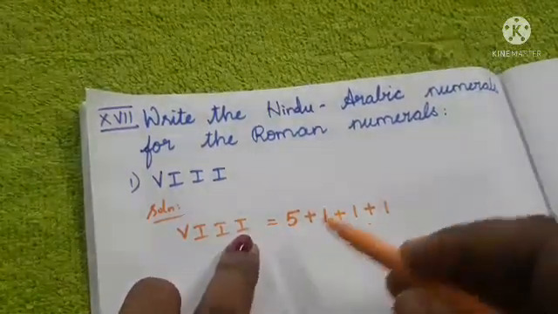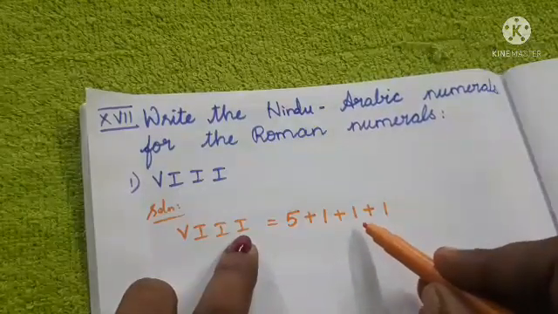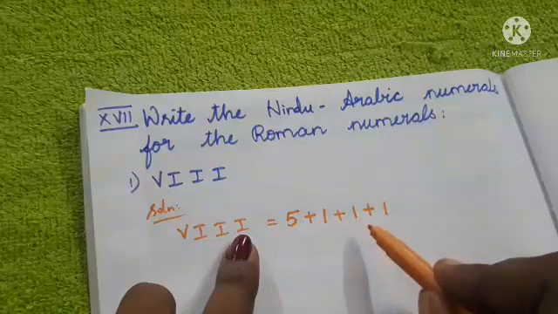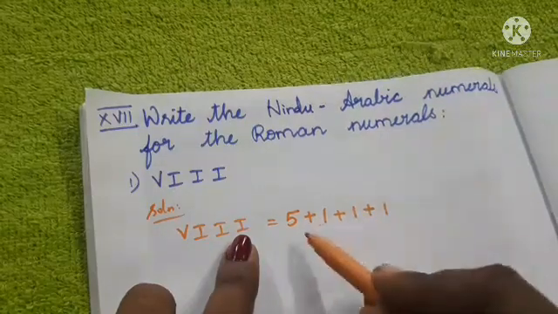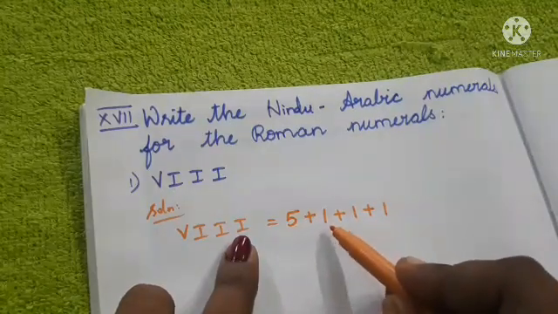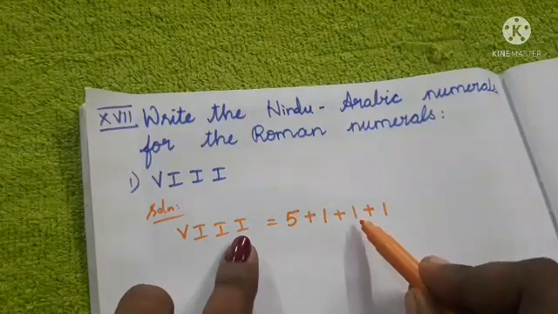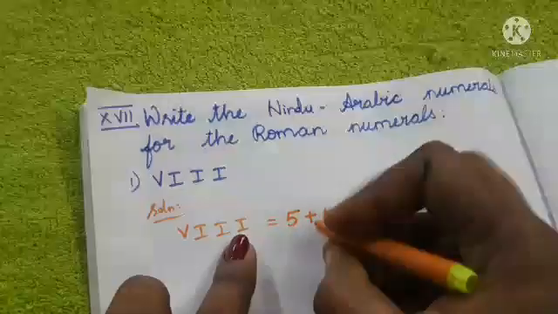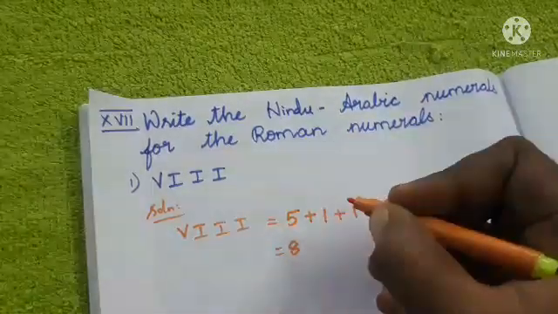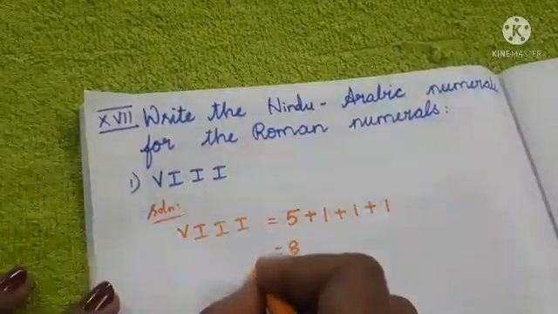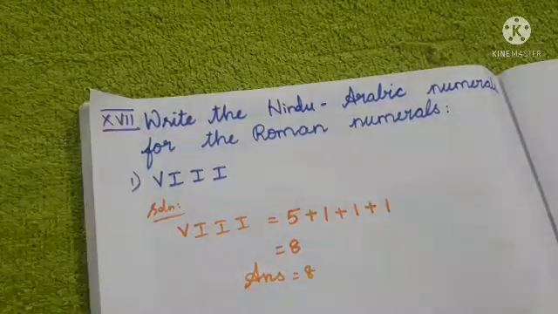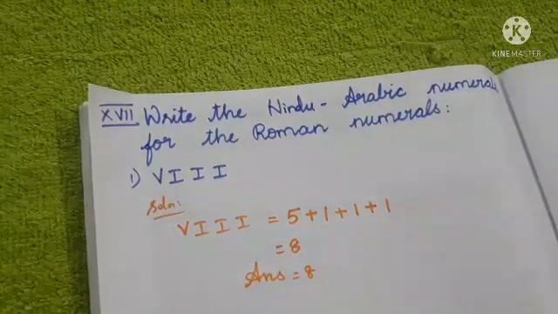Now we got 5 plus 1 plus 1 plus 1, isn't it? Next we have to add all the Hindu Arabic numbers. So 5 plus 1 is 6. 6 plus 1, 7. 7 plus 1, 8. So our answer is 8. Answer is equal to 8. Understood this? Very easy, no? Then look at the next problem.